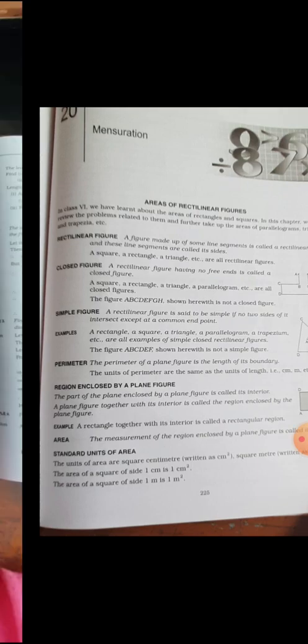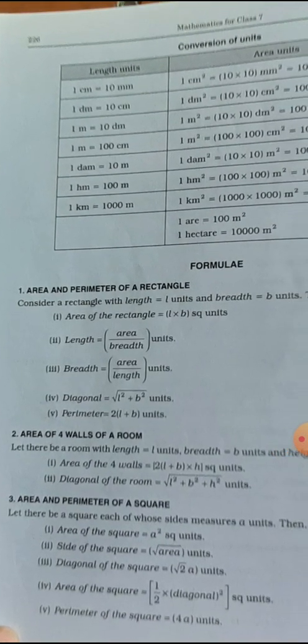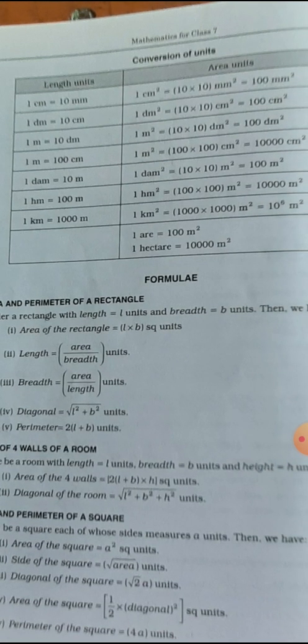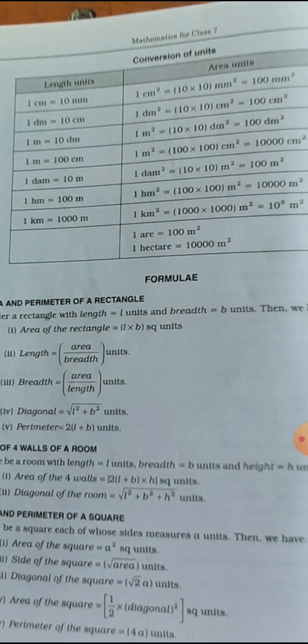In the next page you can see various units have been given. Like if 1 centimeter is equal to 10 mm, so 1 centimeter square can be written as 10 into 10 mm square. They have represented how we can convert centimeter into mm. So 1 centimeter is equal to 10 mm, therefore 1 centimeter square is equal to 100 mm square.